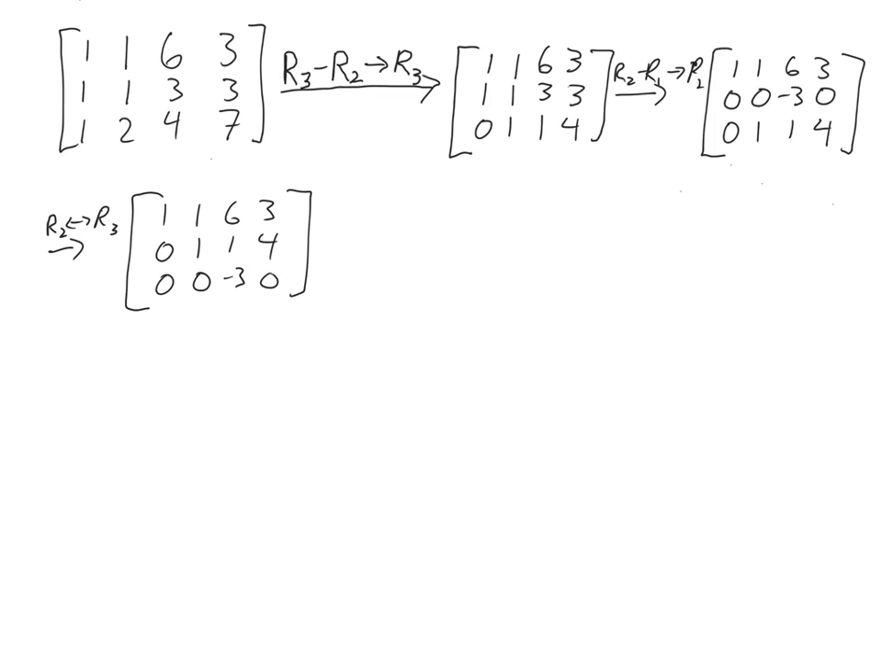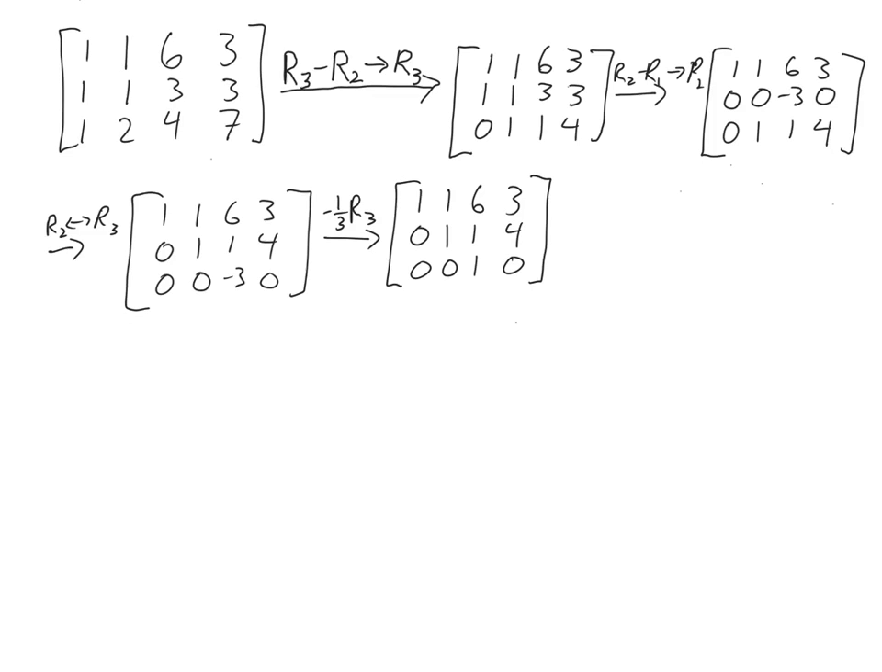Now, what we got is we have a 0, 0, 0. We got a 1, 1. I need this to be 1. So what I'm going to do is multiply my row 3 by negative 1/3. So then I get 1, 1, 6, 3, 0, 1, 1, 4, 0, 0, 1, 0.